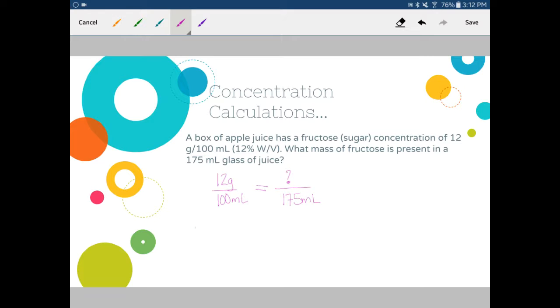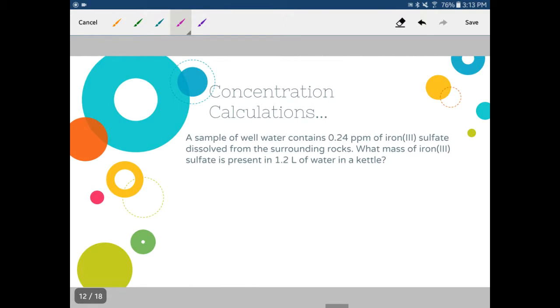So what I'm going to do is I'm going to say my mass is equal to 175 milliliters times my percentage, which is 12 divided by 100, or 0.12. So when I do that, 175 times 0.12, or 12%, equals 21 grams of fructose. Okay, so that's how I would solve for that question. Let's take a look at a different example.